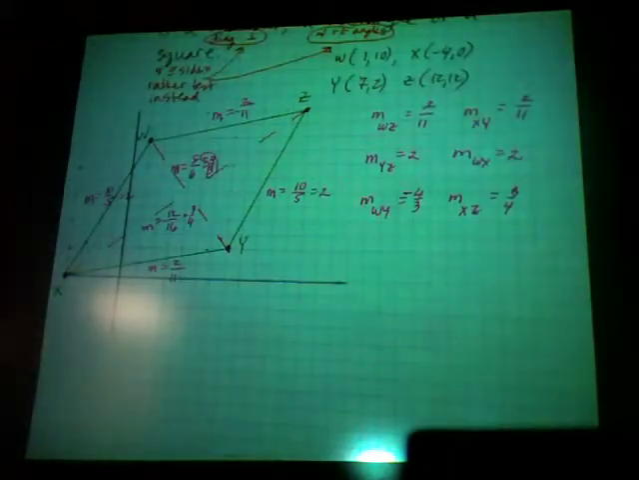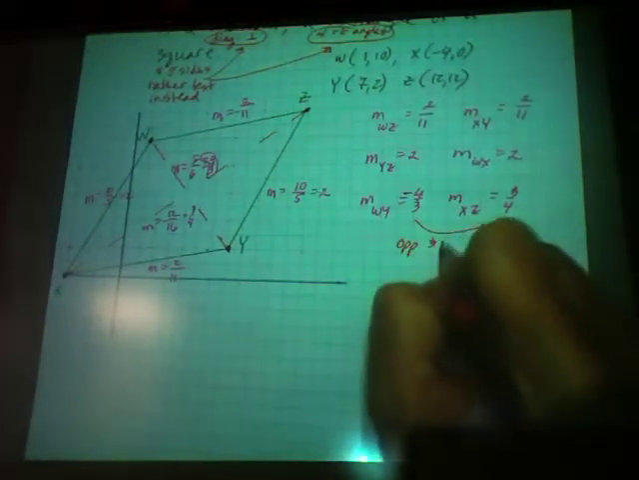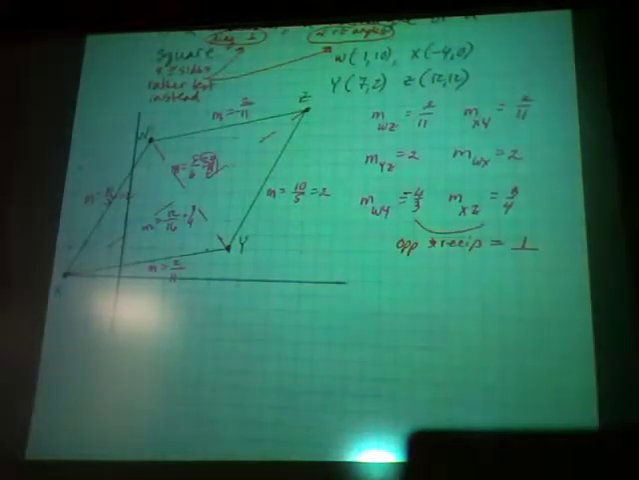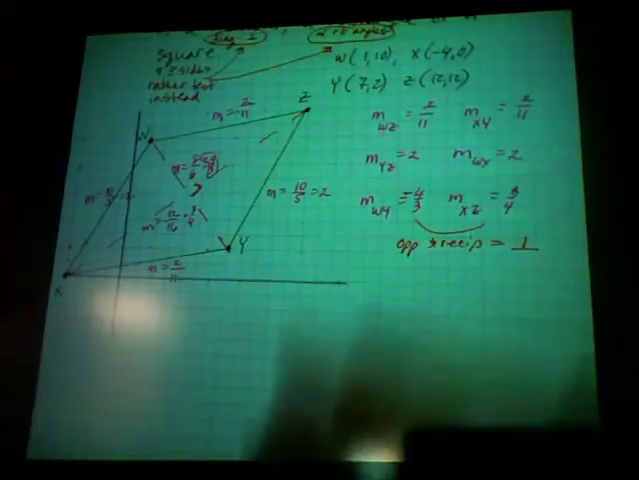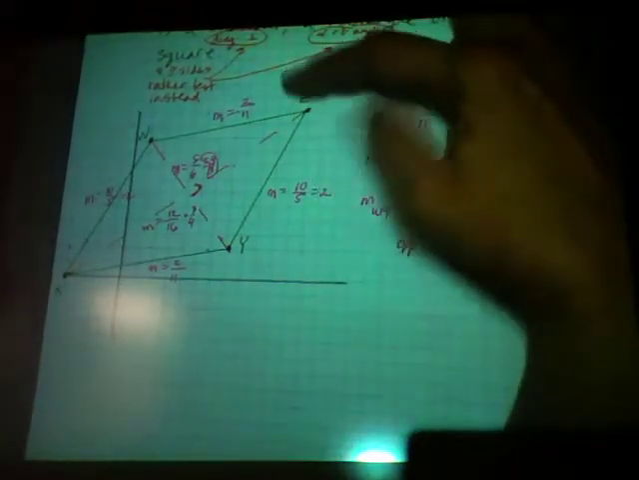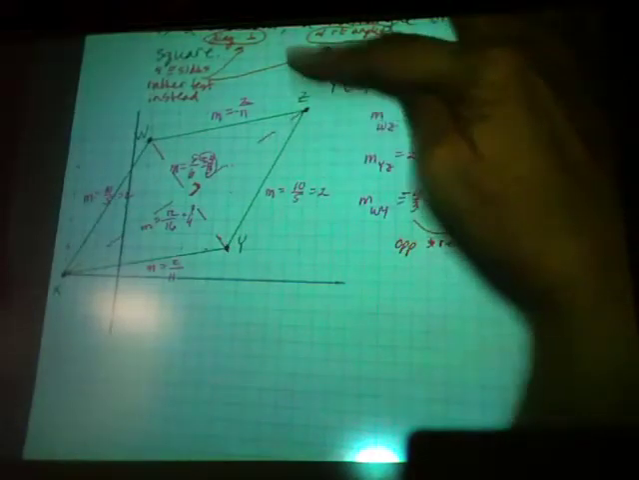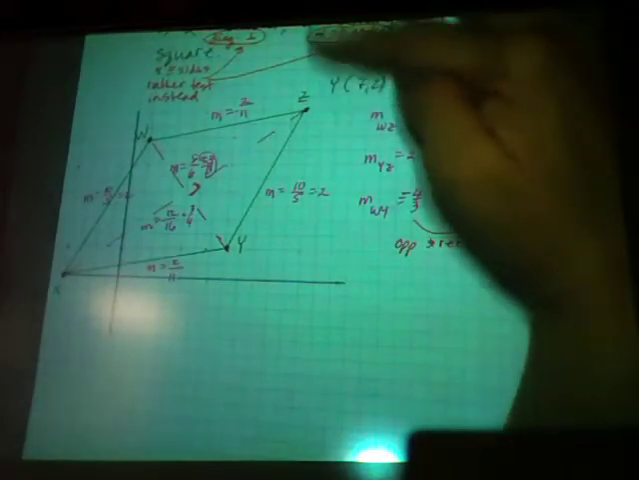What do you notice about the slopes of the diagonals? These are opposite reciprocals. So what does that tell you? That they're perpendicular, right? And so I know right there that I have perpendicular diagonals. So I have a parallelogram, and then look at the consecutive sides here. This one is 2/11, and this is 2. Are they opposite signs? No, nor are they reciprocals.